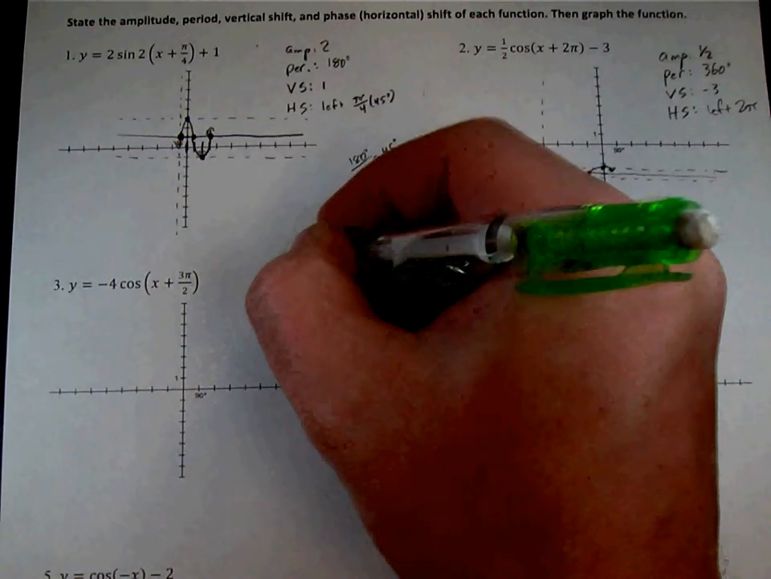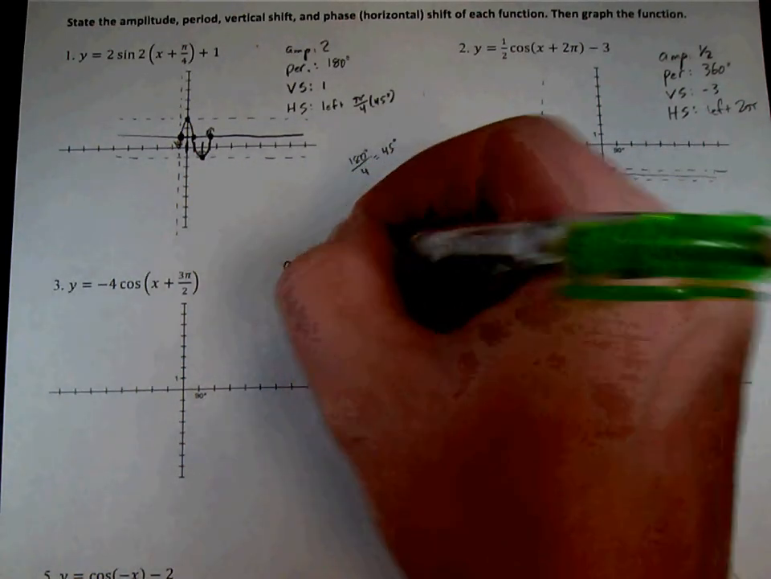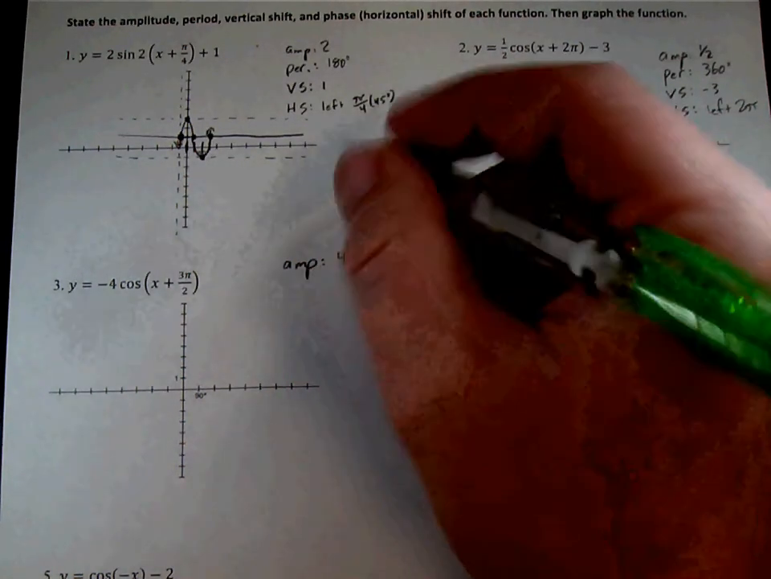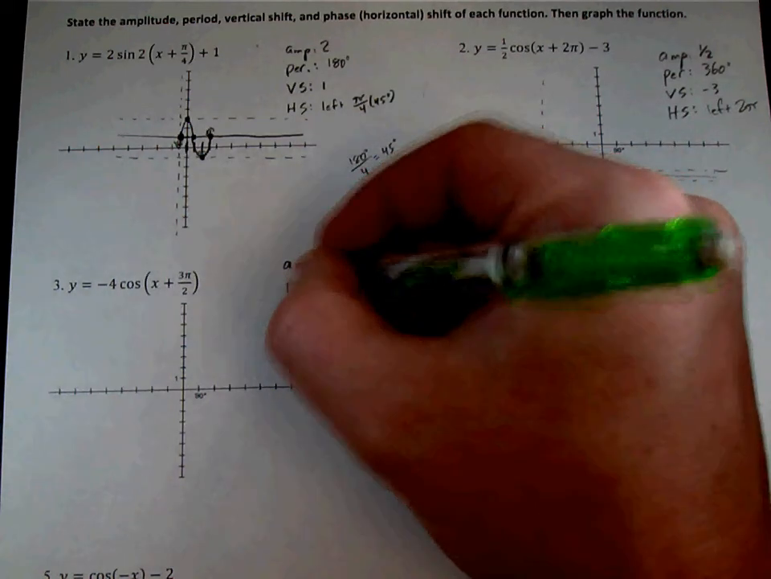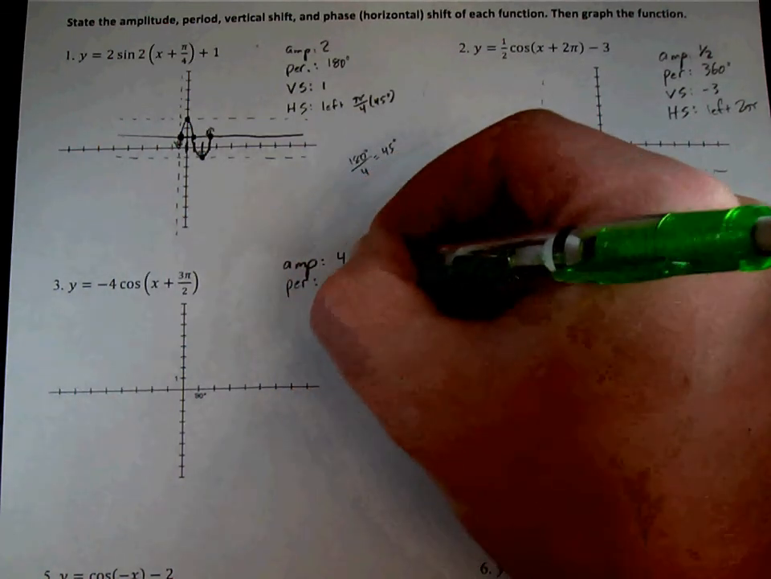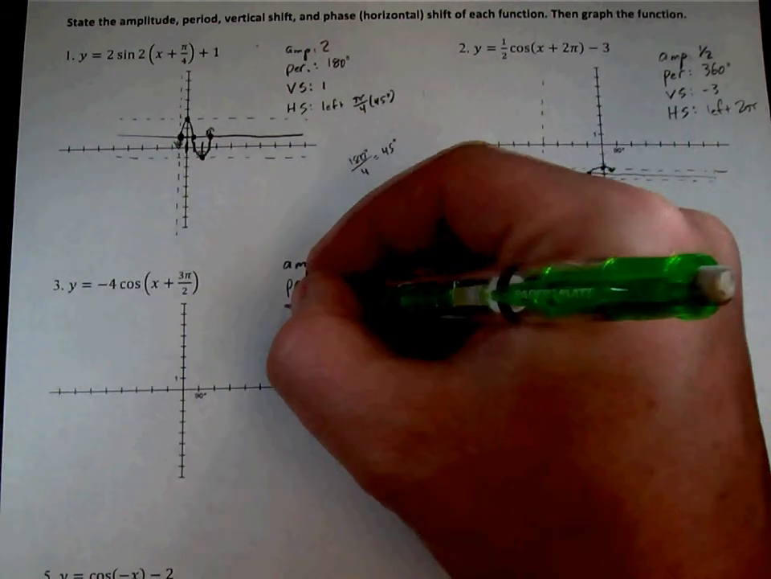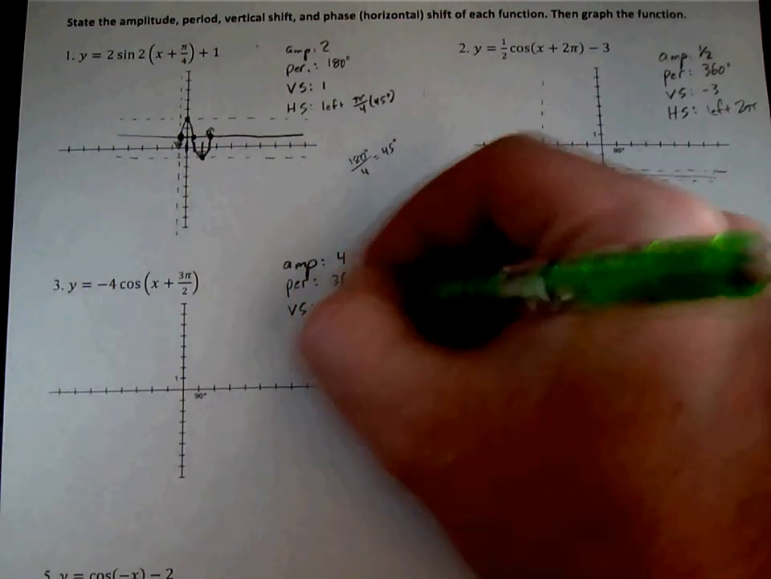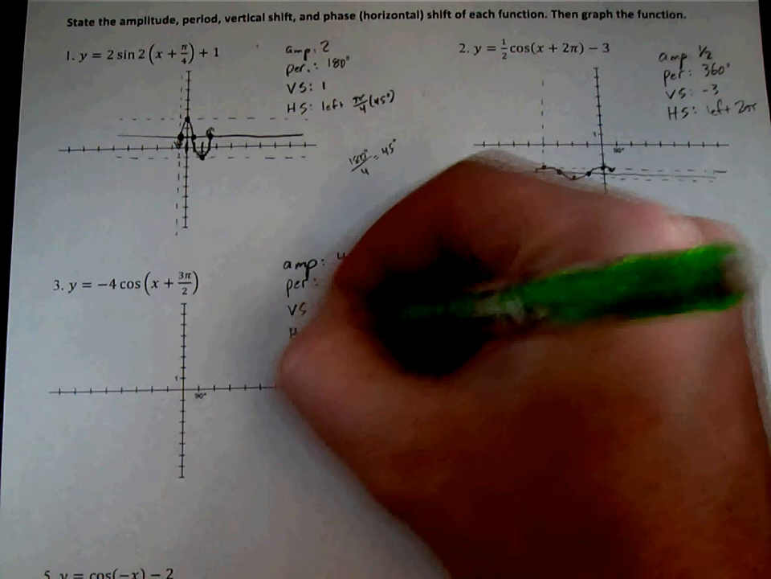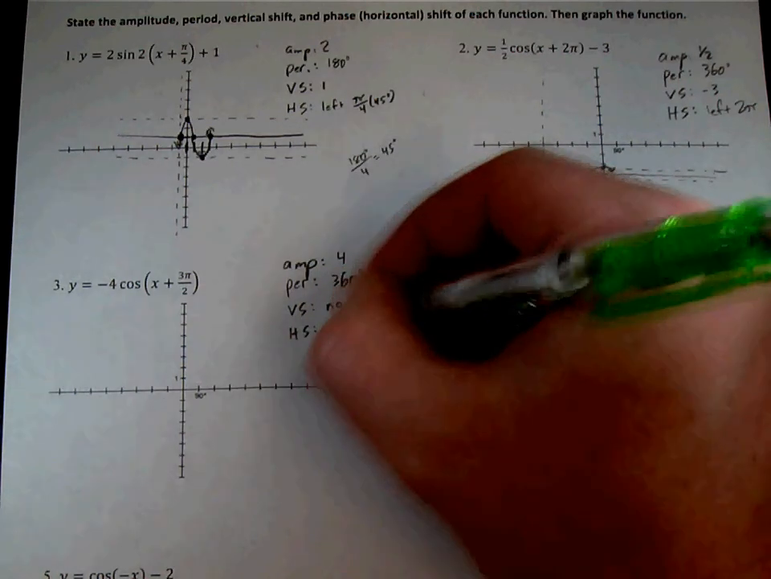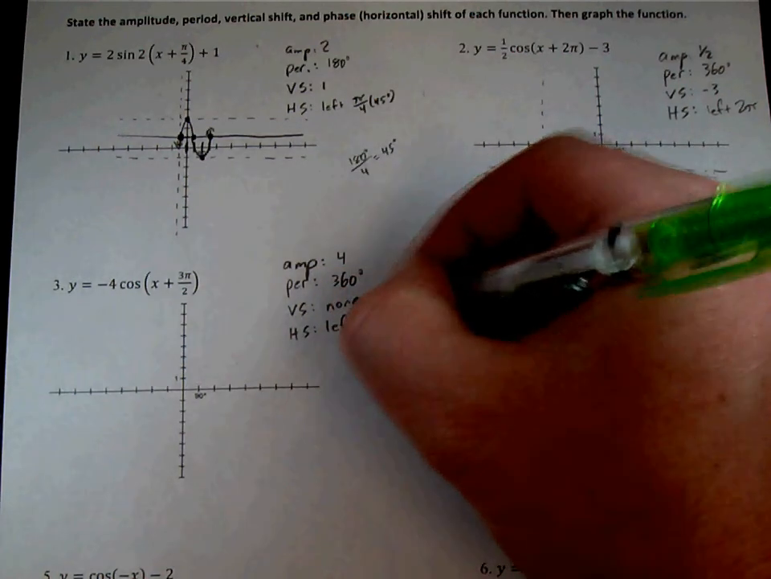Number 3, our amplitude is 4, the absolute value of A, so I don't need to include the negative in my amplitude. B value is 1, so our period's still 360. Vertical shift, there's none. Horizontal shift, I'm going left 3 pi over 2, that's 270, however you want to call it.